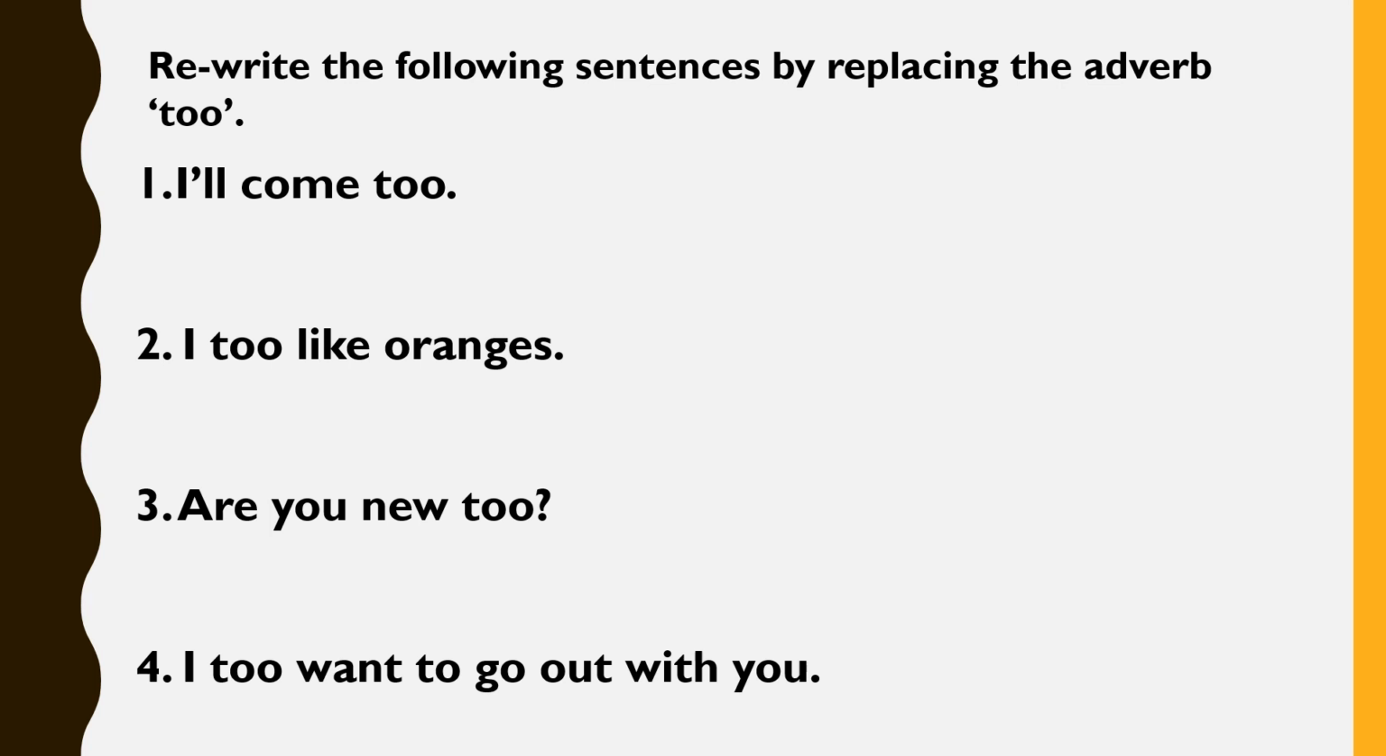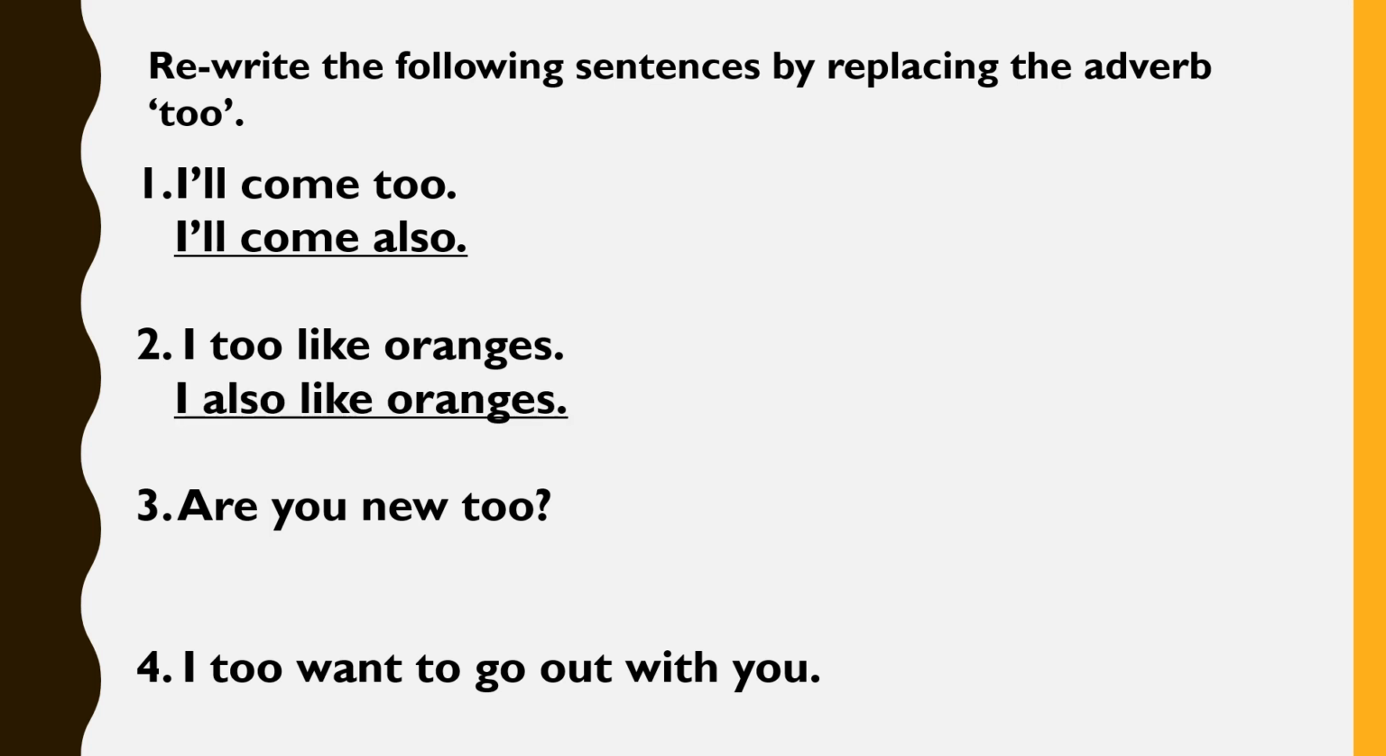Let's try and solve this exercise. Rewrite the following sentences by replacing the adverb too. So we've got to remove the adverb too and rewrite our sentences. Let's begin with the first sentence. I'll come too. In this sentence, the adverb too means also. So our sentence will be, I'll come also. The second sentence, I too like oranges. Our sentence will be, I also like oranges.